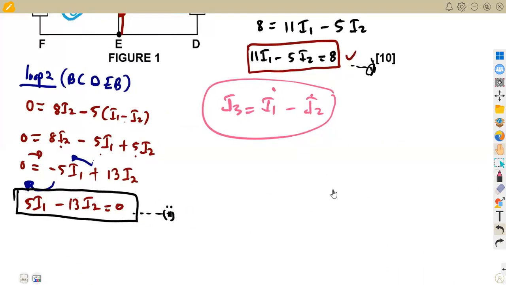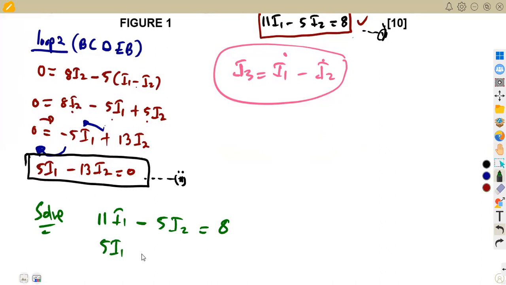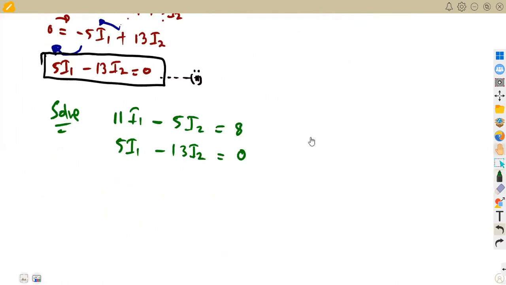I have to determine this. So let us find I1 and I2 from the two equations that we calculated. We are going to formulate these equations further. So the first equation is given as 11I1 minus 5I2 is equal to 8. The second equation is given as 5I1 minus 13I2 is equal to 0. So these are the two equations that we are given, and we can solve for I1 and I2.